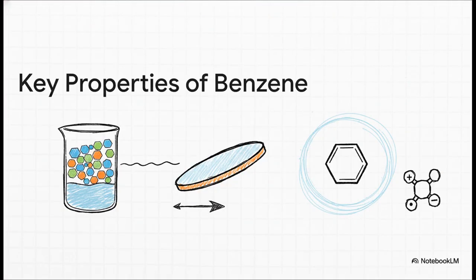These properties really tell us how benzene is going to act out in the real world. So it's nonpolar, meaning it doesn't have positive and negative ends. And because of that, just like oil, it's insoluble in water. You can see it right there in the beaker, they just don't mix. It's also less dense than water. And maybe the most important thing to remember, the entire molecule is planar. It's totally flat, kind of like a tiny little plate.